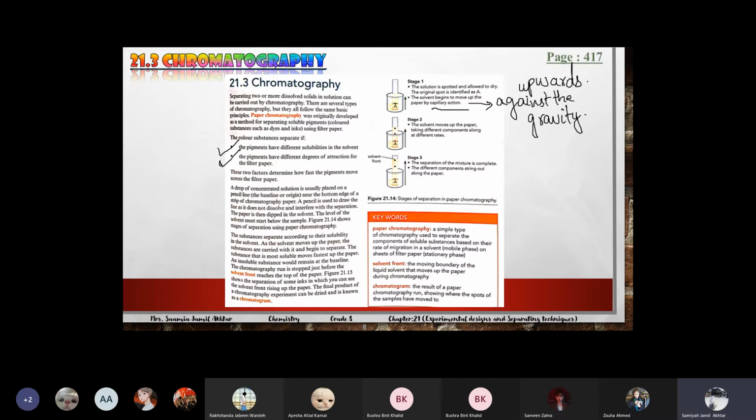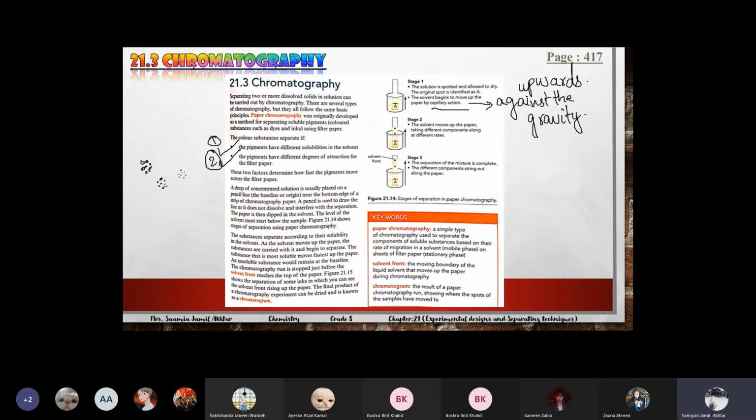Some of the pigments attract more towards the filter paper and some are attracted less towards the filter paper. Some pigment particles are very small, some are a little bit heavy, some are large in size. So depending upon their attraction towards the filter paper, it also differs. So these are the two things. On the basis of these two things, the pigments will be separated on the paper. These two factors determine how fast the pigments move across the filter paper.